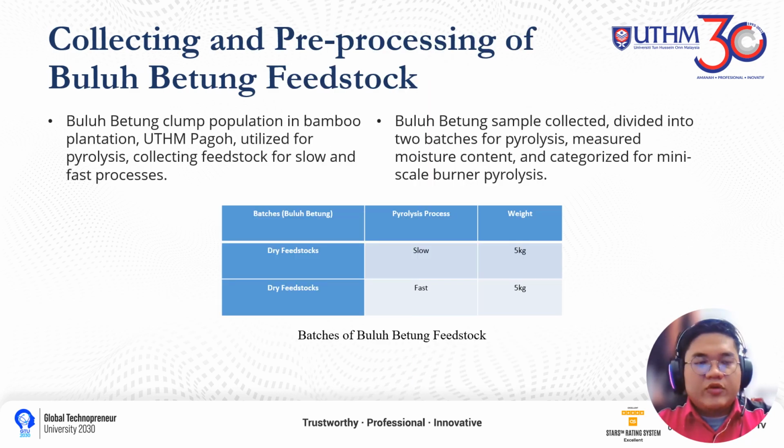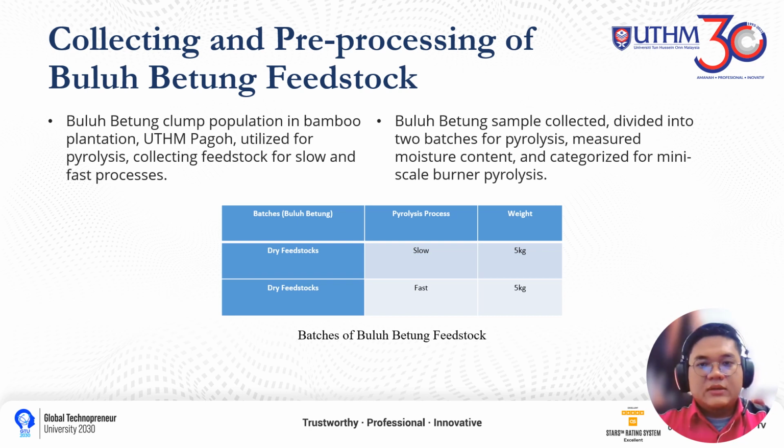And then the second subtopic, which is collecting and pre-processing of Buluh Betung feedstock. The Buluh Betung can be obtained from a clump of the population in the bamboo plantation located in Pagoh itself, near the campus, and it is utilized for the pyrolysis process. The collected feedstock is used for the fast and slow pyrolysis processes. As the Buluh Betung sample is collected, it can be divided into two batches for different pyrolysis processes.